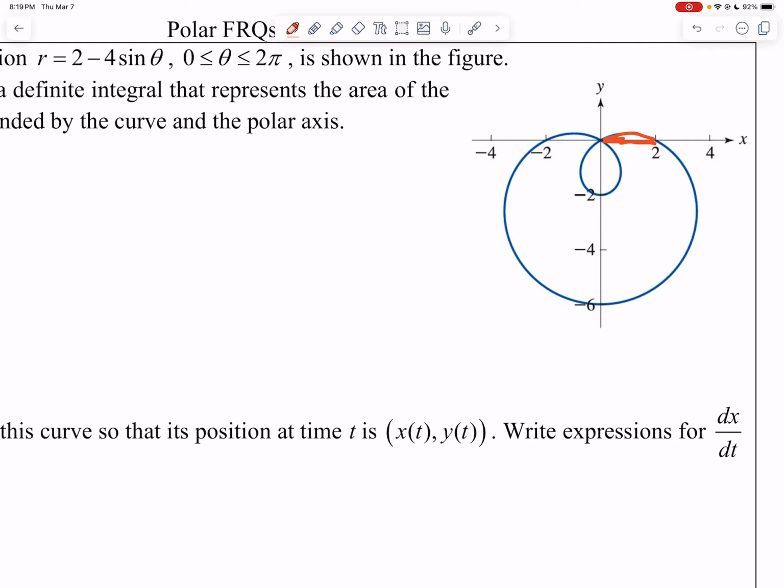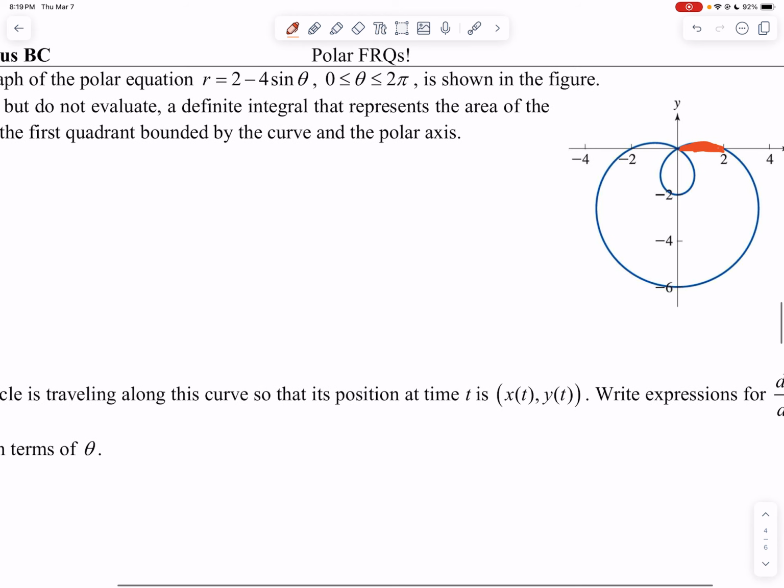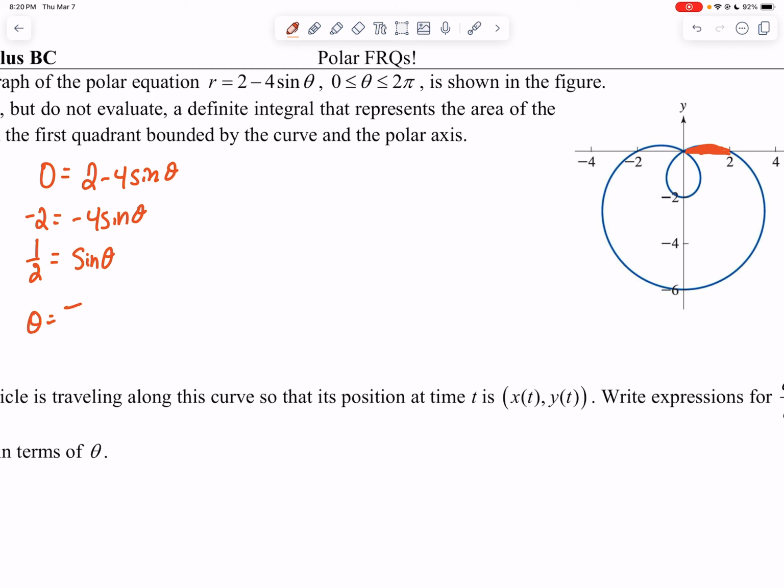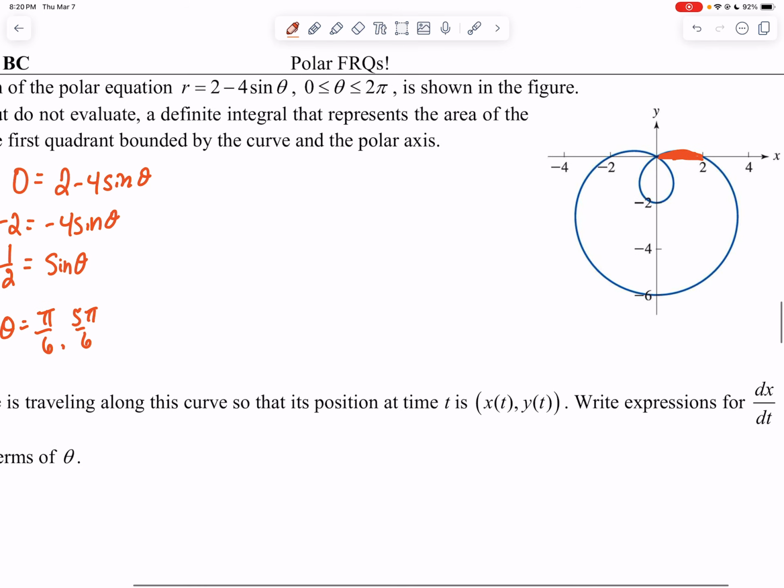All right. So in order to do that, we need to figure out my zeros. So I'm going to have 0 is equal to 2 minus 4 sine of theta. That's going to give us negative 2 is equal to negative 4 sine of theta, which means that sine of theta needs to be equal to 1/2. Now thinking about that, that is when theta is pi over 6 and 5 pi over 6, meaning that I have my intersection here being pi over 6.